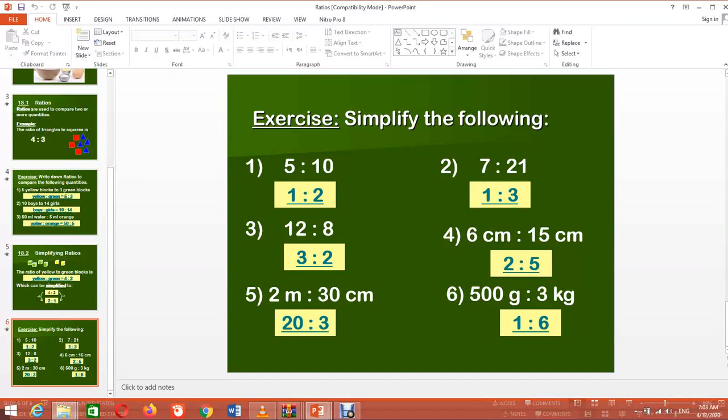So if you are changing kilogram into gram, you multiply by what? You multiply by 1,000, because 1 kilogram is equal to 1,000 gram. So now the ratio becomes what? 500 gram to 3,000 gram. And 500 will cancel 500 to be 1, and 500 will cancel 3,000, 6. So the ratio of 500 gram to 3,000 gram has been reduced to 1:6.